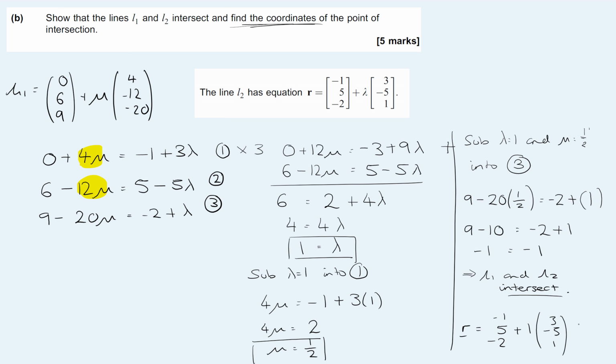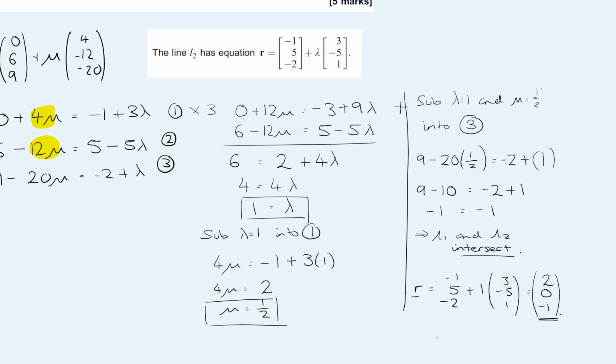So minus 1 plus 3 gives me 2. 5 minus 5 gives me 0. Minus 2 plus 1 gives me minus 1. So that is my coordinates for that point. That's a column vector. That's not really a set of coordinates. It did allow that, but the better thing to do would be to say the point of intersection, P, is equal to (2, 0, minus 1), because that's actually giving it as a set of coordinates.